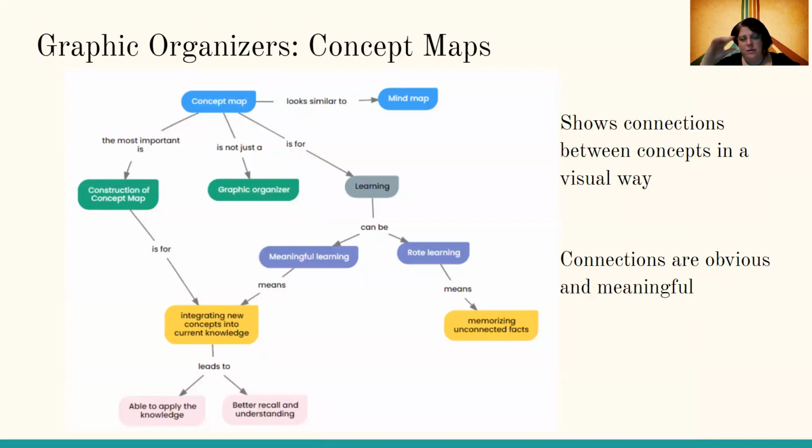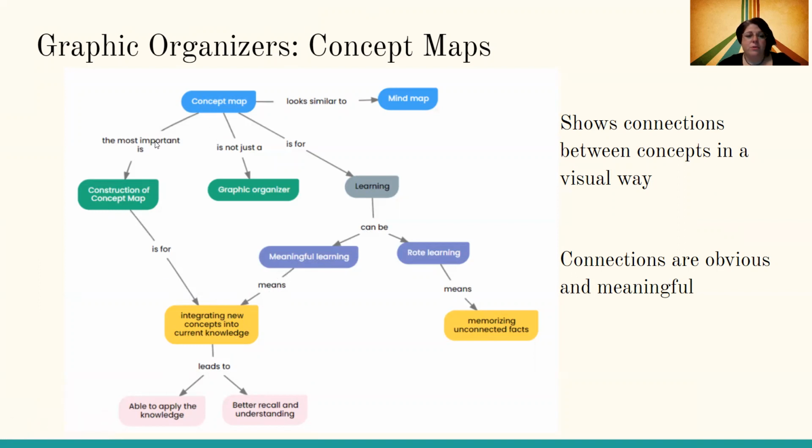So graphic organizers are good for the analysis portion of using multiple texts. I like this one because it's a concept map of a concept map, but you can see that it has multiple ways for things to be connected. For example, integrating concepts into current knowledge comes over here from construction of a concept map, and also can be meaningful for learning. So it's important to see that there can be overlap here.